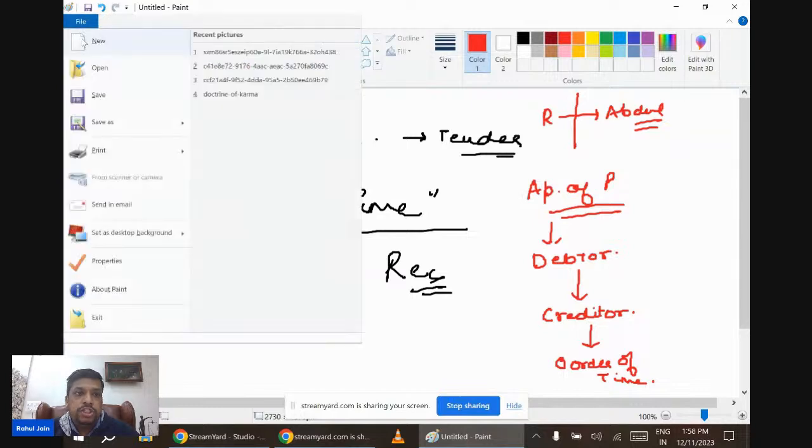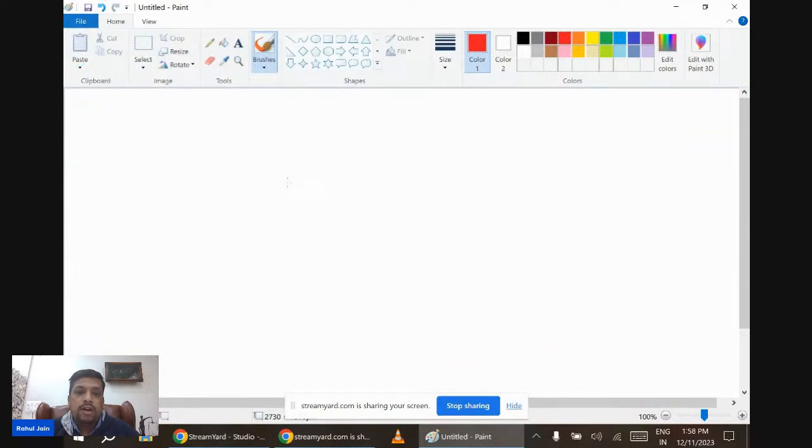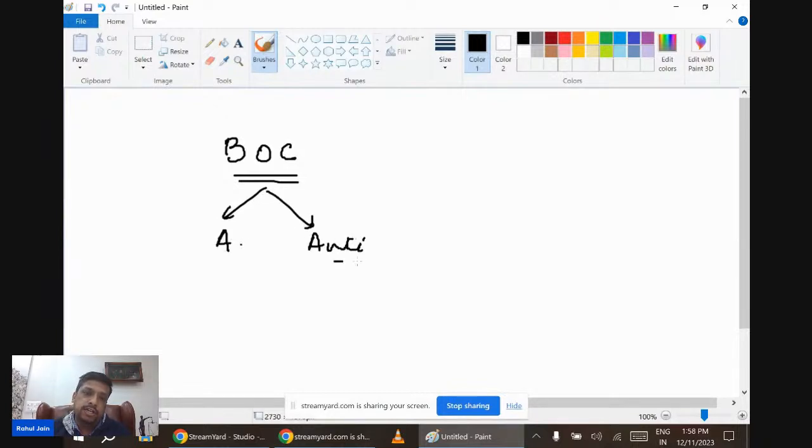Next is, sir, breach of contract. What is breach of contract? Breach of contract means when you are violating the terms and conditions of the contract. That is known as breach of contract. Now, breach of contract is of two types: actual breach or anticipatory breach.